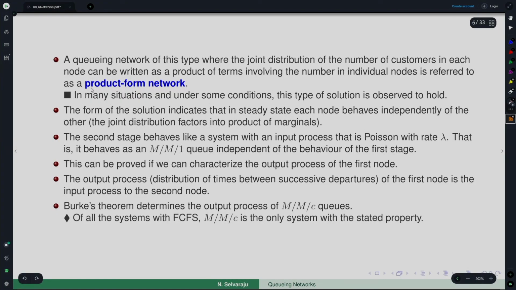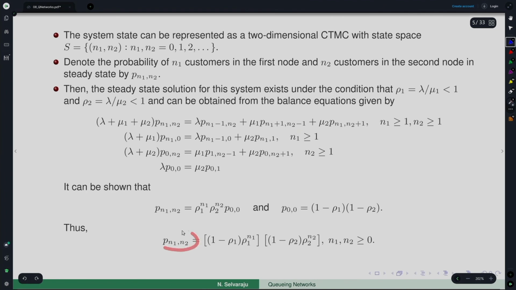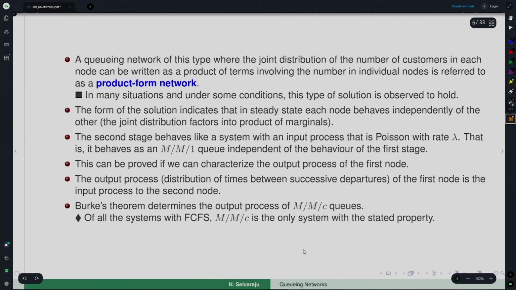So, this is an example of a product form network, but it is a bit more than that even. Here the joint distribution factors into the product of the marginal distributions. If you look at this line, you see that this is a proper probability distribution, this is a proper probability distribution, and this is the joint probability distribution. This factors into the product of its marginals. This is the nicest thing that you could have. This is also the scenario here, but this is sufficient for us to call this a product form network.